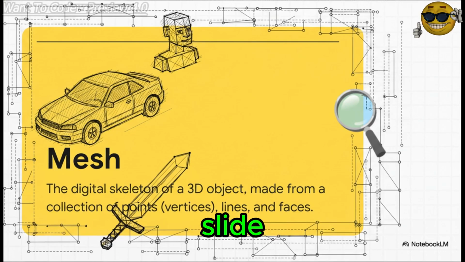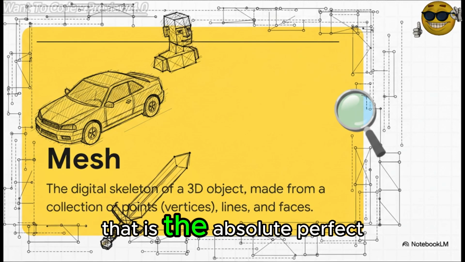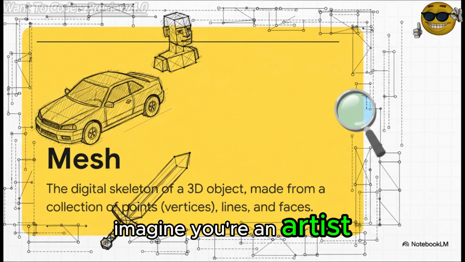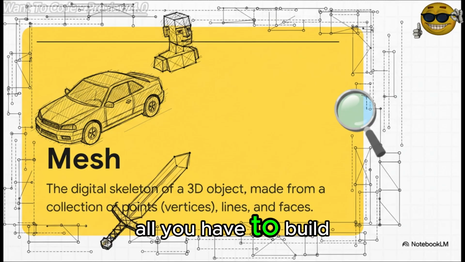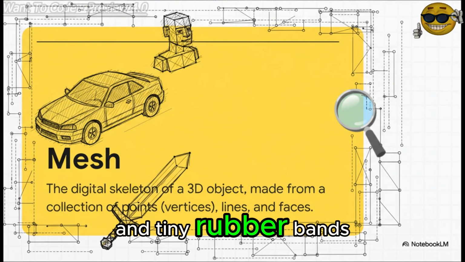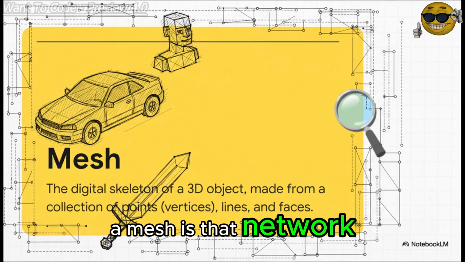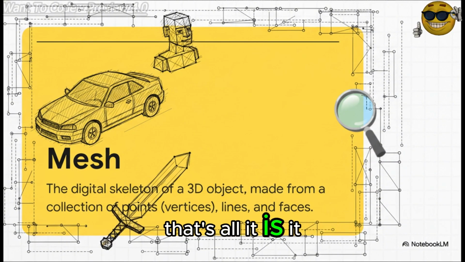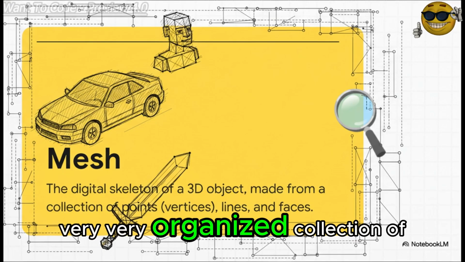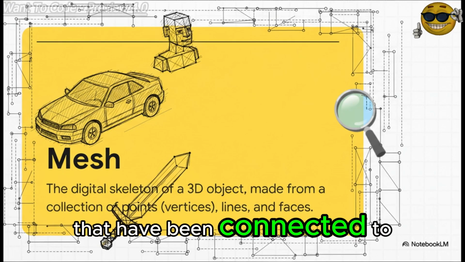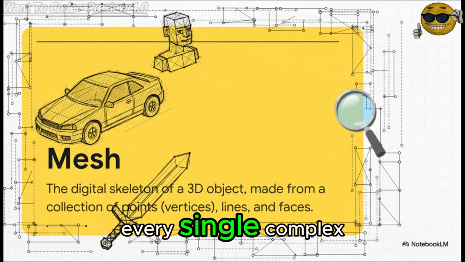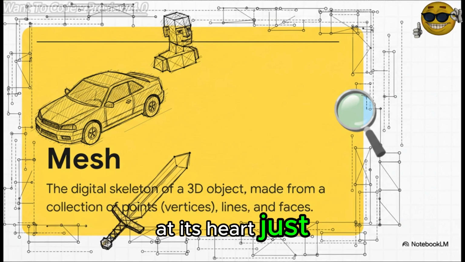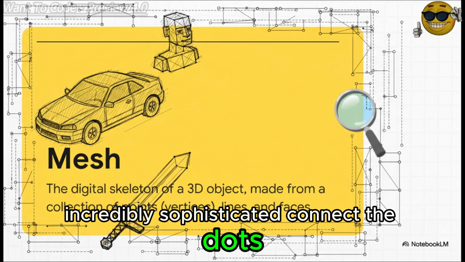And that description on the slide, a digital skeleton, that is the absolute perfect way to think about it. To put it another way, imagine you're an artist, but instead of clay, all you have to build with are straight pins and tiny rubber bands. A mesh is that network of pins and rubber bands that creates the shape of your sculpture. That's all it is. It is just a very, very organized collection of points in 3D space that have been connected to each other. Every single complex, beautifully detailed character you see in a game is, at its heart, just an incredibly sophisticated connect-the-dots puzzle.